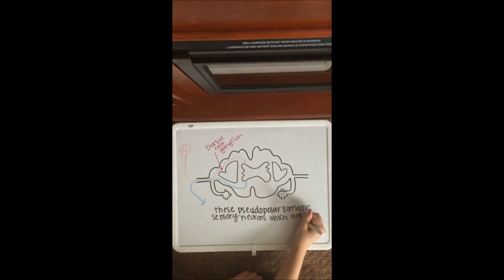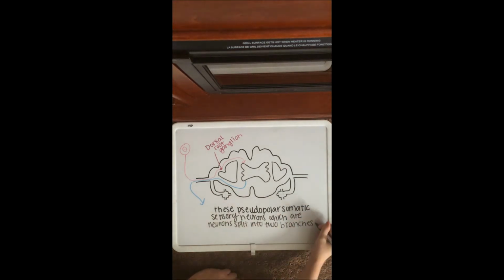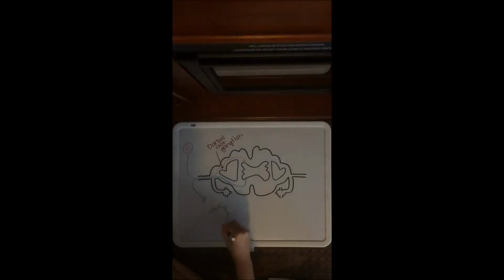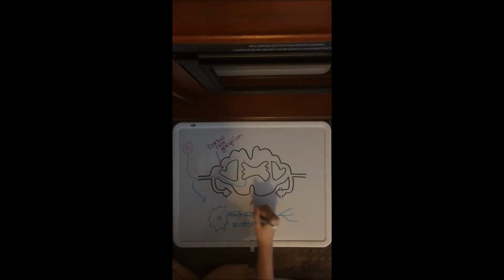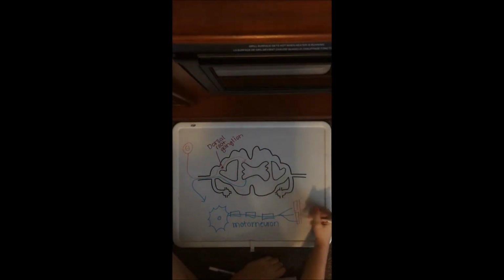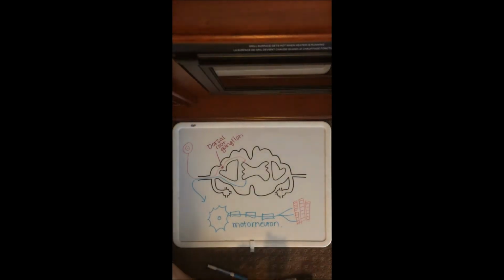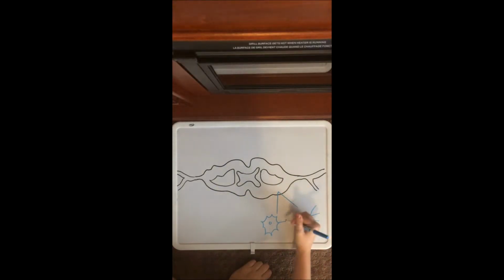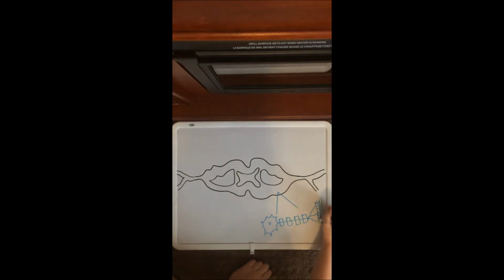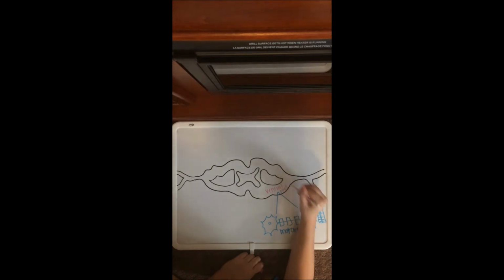These pseudopolar somatic sensory neurons, which are neurons split into two branches, carry a signal to the spinal cord, where they can synapse with motor neurons. A motor neuron is used to send signals to cause movement. These motor neurons are found in the ventral root, which is found in the gray area of the spinal cord.